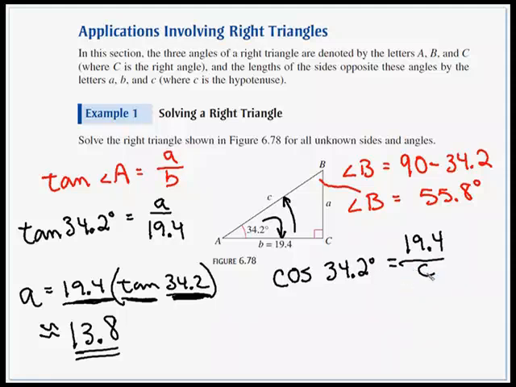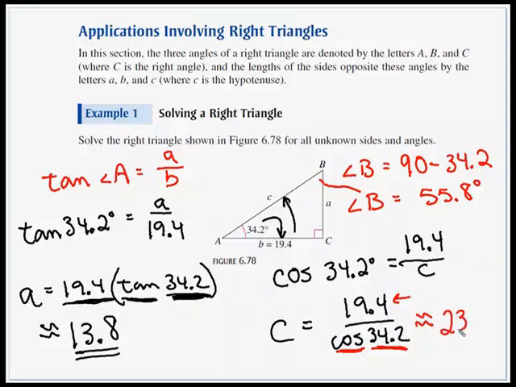So to solve this for c, we would multiply both sides by c and then divide by the cosine of 34.2. And what we're going to get is c equals 19.4 divided by the cosine of 34.2. To punch this in the calculator, I would do 19.4 and then divided by 34.2, hit the cosine key, and then equals, and we get approximately 23.46. And there's every missing side, and every missing angle has been accounted for. Again, that's kind of a review. In an earlier section, we did solve for right triangles.